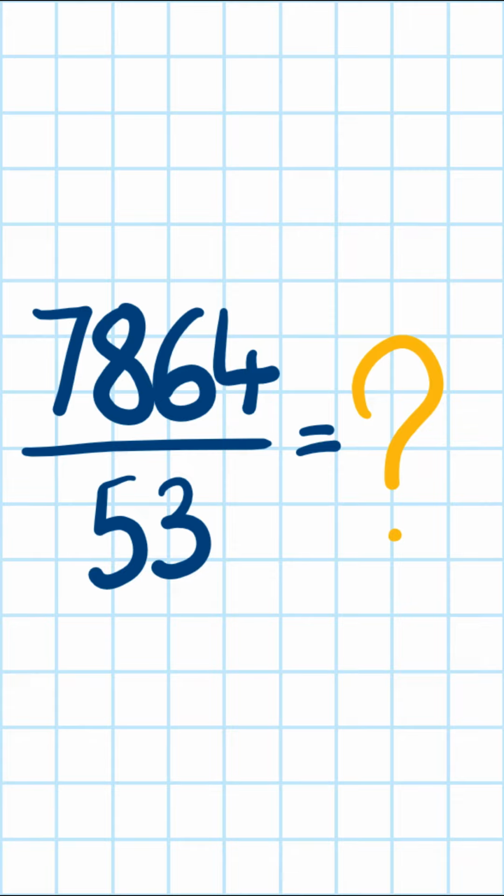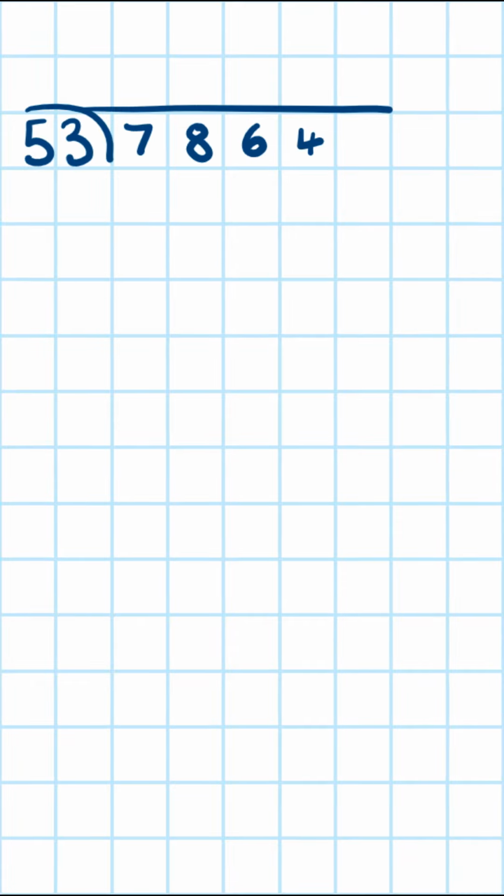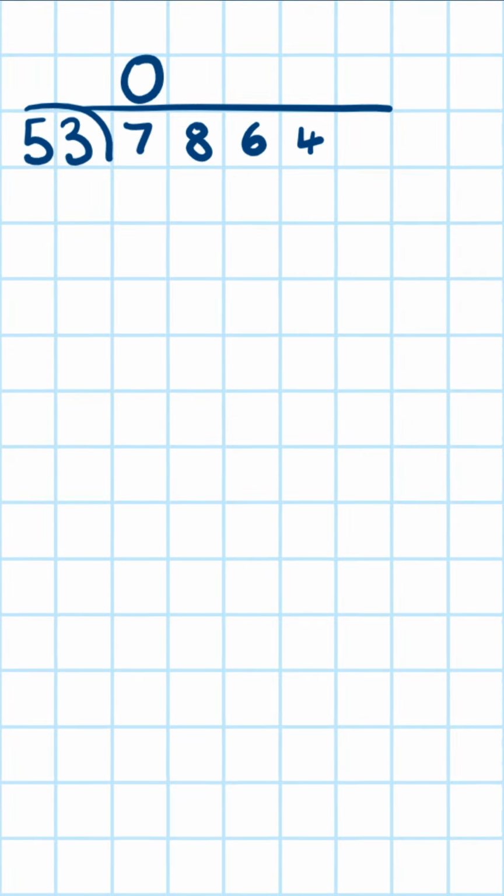What is 7,864 divided by 53? If we write it out like this, we can see that 53 doesn't go into 7 because 53 is greater than 7.